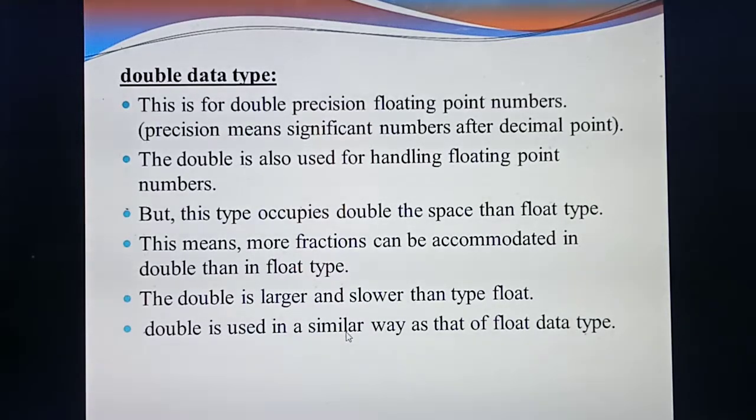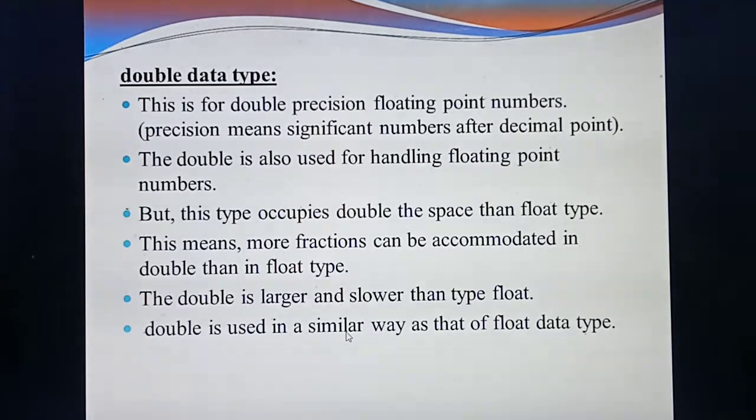When do you need to use this double data type? If you need to represent precision floating point numbers. What do you mean by precision? For example, 13.5678. After the point you need to represent some significant numbers. So for example, in 13.5678, after the point, what are the numbers? 5678. That we call precision.